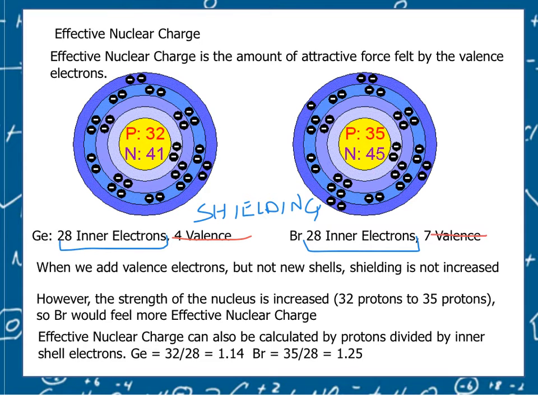What is also different is the neutrons, and we don't need to consider that since neutrons being neutral don't interact with electrons. And their protons are different. And that matters because as we go to the right and add more protons, we have a higher nuclear charge, a more attractive nucleus.